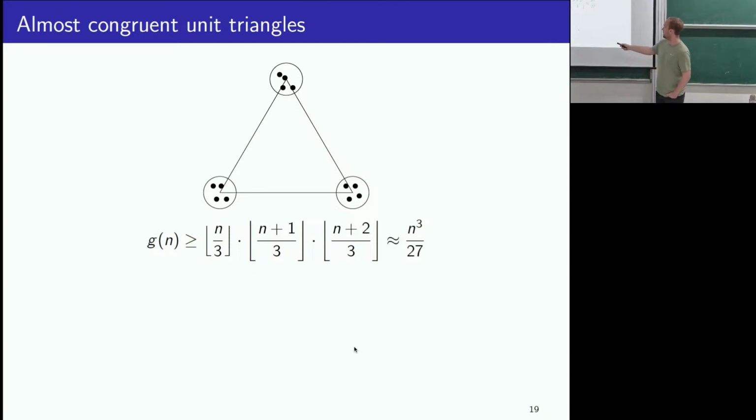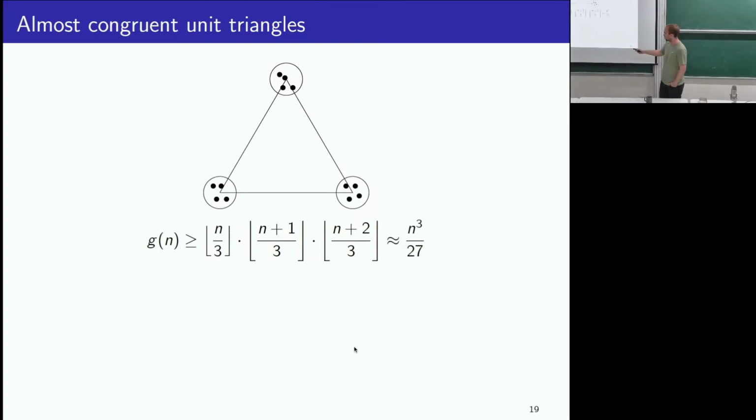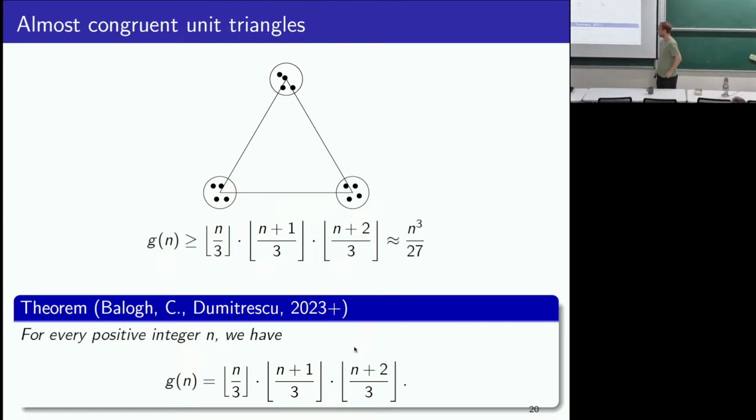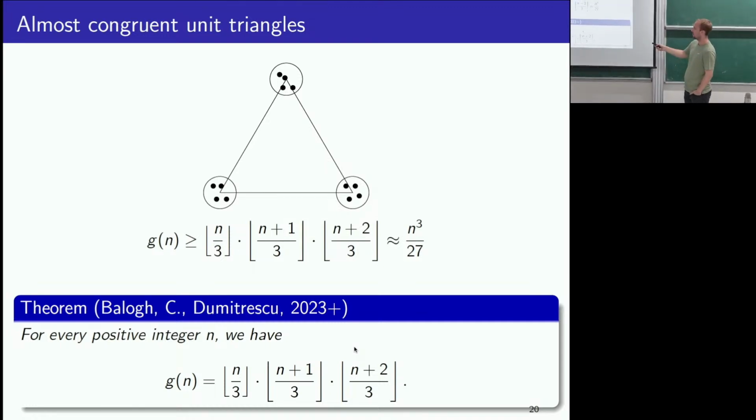So here I calculated for you. It's a little annoying of a formula if n is not divisible by 3, but if n is divisible by 3, you just get n cubed over 27. So here this is just making sure it's as evenly distributed as possible. All right, and this construction works for every epsilon. You just have to make the radius accordingly smaller. And our result is we proved the matching upper bound, so that we showed that this construction is in fact the right answer.